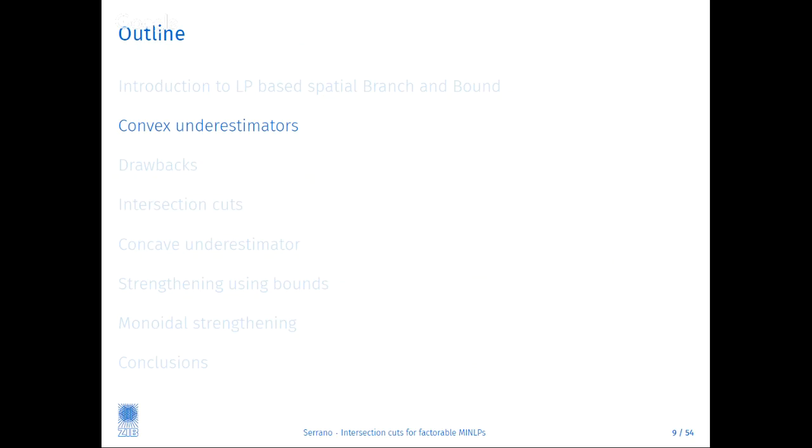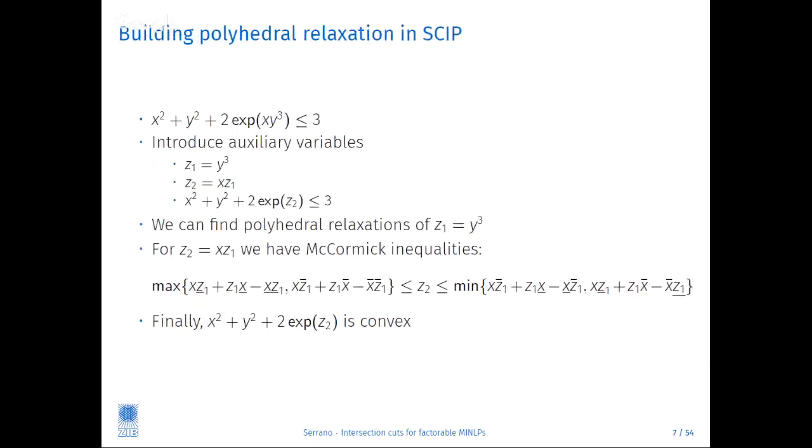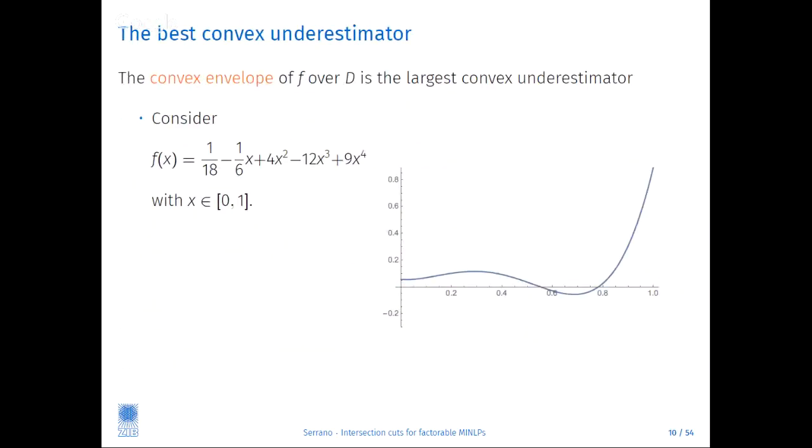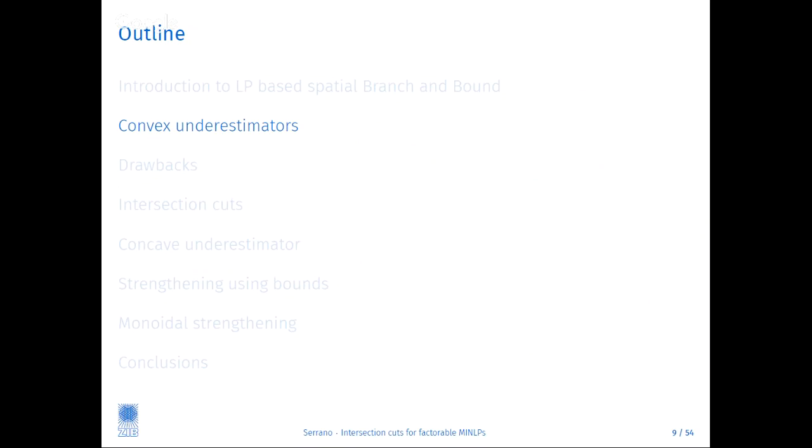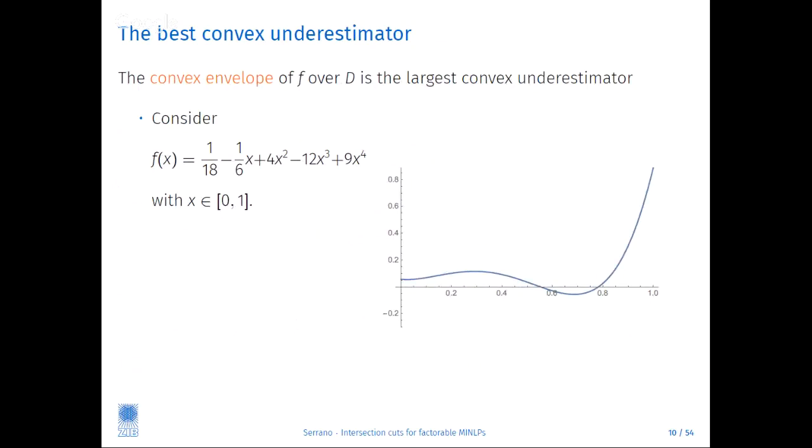I'm going to talk about how we build convex underestimators in general. We do this splitting of the function, if you want, but you don't really need to do that. The idea goes back to McCormick, to 1976. So let's take this function, with the domain 0, 1. The convex envelope is the largest convex underestimator of the function. And this is what we would like to have. This is the best we can hope for.